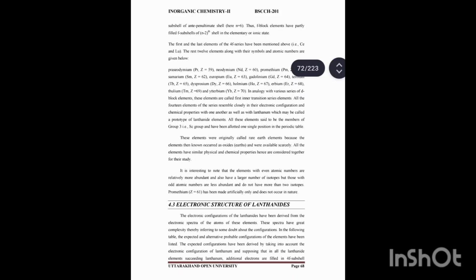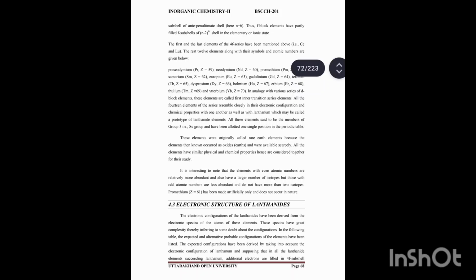Praseodymium, neodymium, promethium, samarium, europium, gadolinium, terbium, dysprosium, holmium, erbium, thulium, ytterbium. In analogy with various series of d block elements, these elements are called the first inner transition series elements. All the 14 elements of this series resemble closely in their electronic configuration and chemical properties with one another, as well as with lanthanum, which may be called a prototype of lanthanide elements.